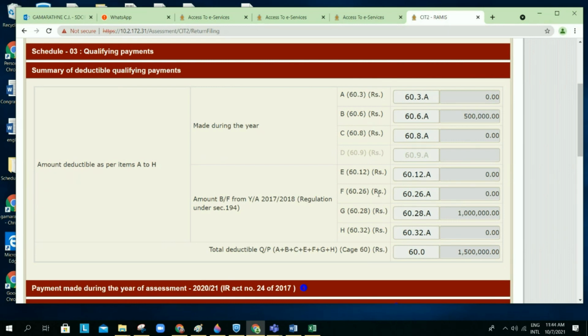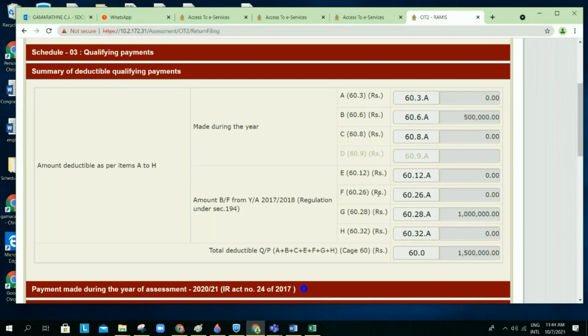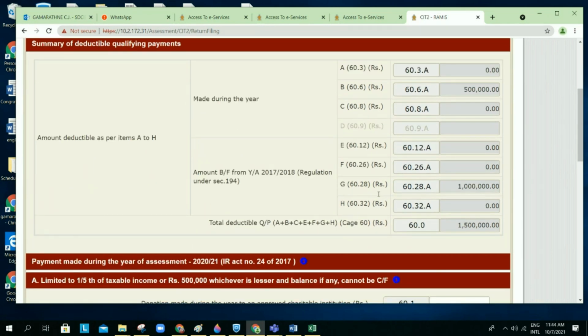Schedule 3, qualifying payment. I think you all are familiar with this one because you have worked on this screen for the last 5 years. This is the summary part. Sections A, B, C are relevant for the current law, and Section D has been removed due to expiration. That is why it is in inactive mode here. E to H continue for claims of qualifying payment under the previous act as per the transitional gazette.